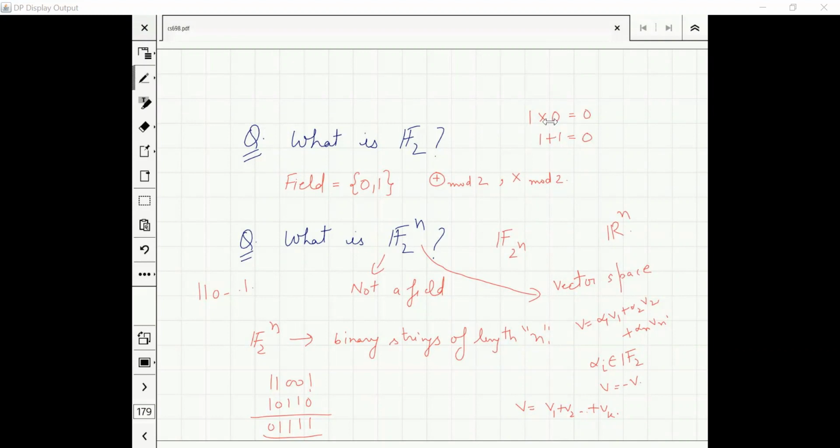Everyone has seen this? So why have we written that F2 to the power n is not a field? If you say it is a field, you give me the operation under which it will become a field. Element-wise addition modulo 2 and multiplication modulo 2. Okay, you look at the constructs of the field. Can you divide?